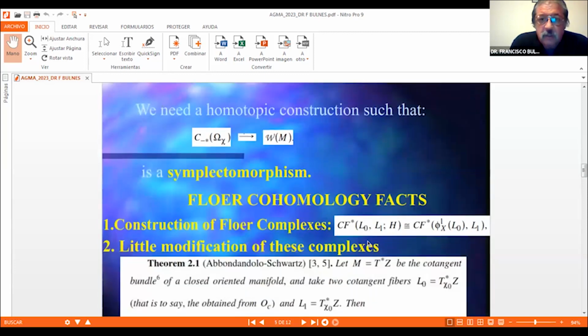We need a homotopic construction to obtain this diffeomorphism. This diffeomorphism is our goal, the principal goal of this research, and this diffeomorphism is a symplectomorphism. These diffeomorphisms derive from the spectrum applied on the points of the loop spaces to obtain the corresponding copy in the Hamiltonian manifold. In the Hamiltonian manifold, we will obtain the Fukaya derived category.